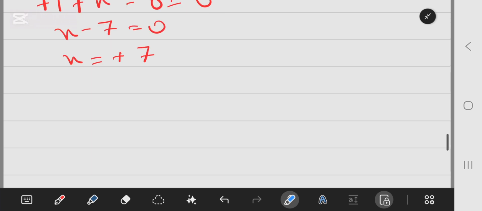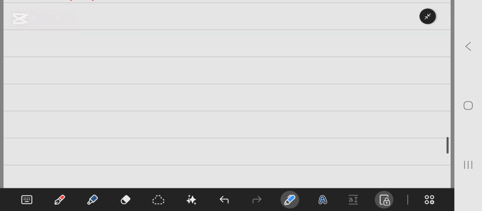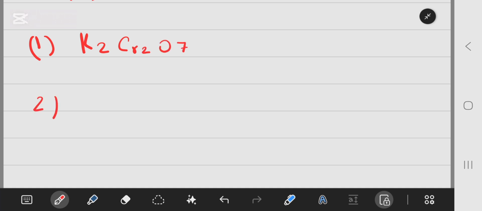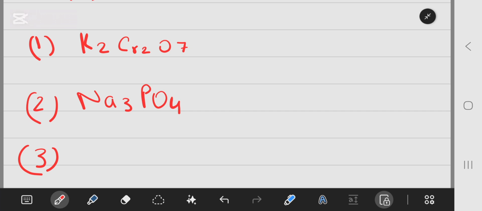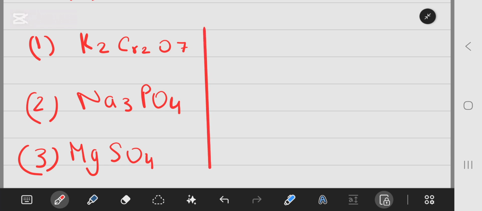Okay, so I have some homework questions for you all, which you will need to solve, and I will discuss these 3 questions at the start of the next class. So our first question is K2Cr2O7. Number 2 question is Na3PO4, and number 3 is MgSO4. In this, I will give you the charges.